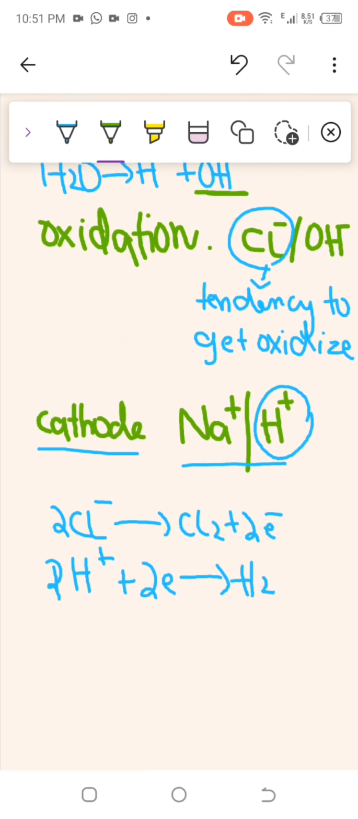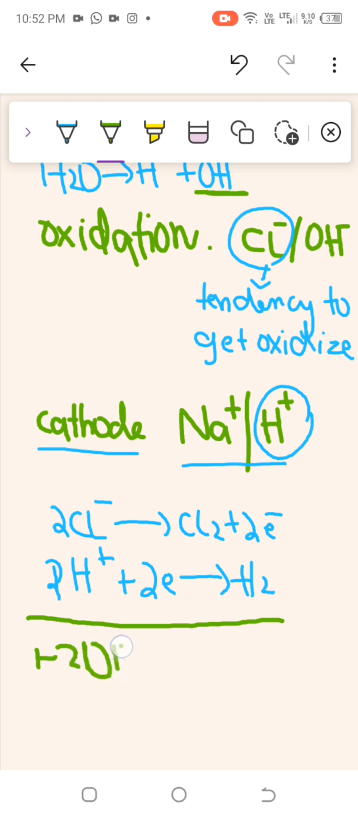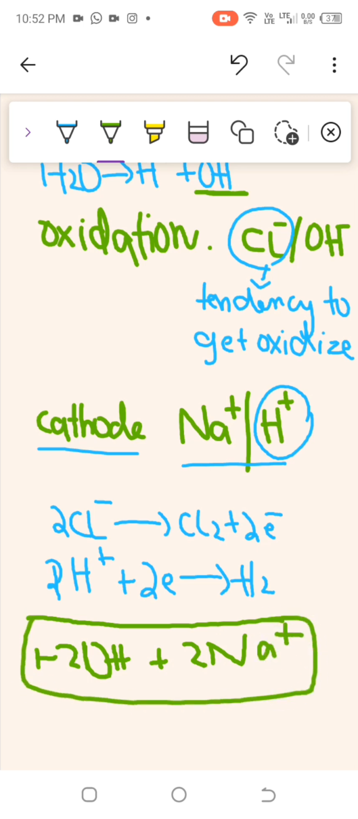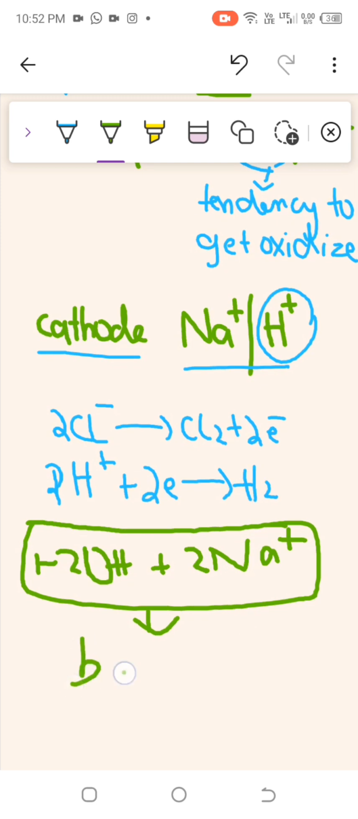We'll discuss the electrochemical series, right? So yeah, here you can see now we have what? Now we have remaining. What is remaining? Remaining is 2 OH negative plus 2 Na positive. These both are remaining. Now as you can see, this is what? This is basic. So this means they will increase the pH.